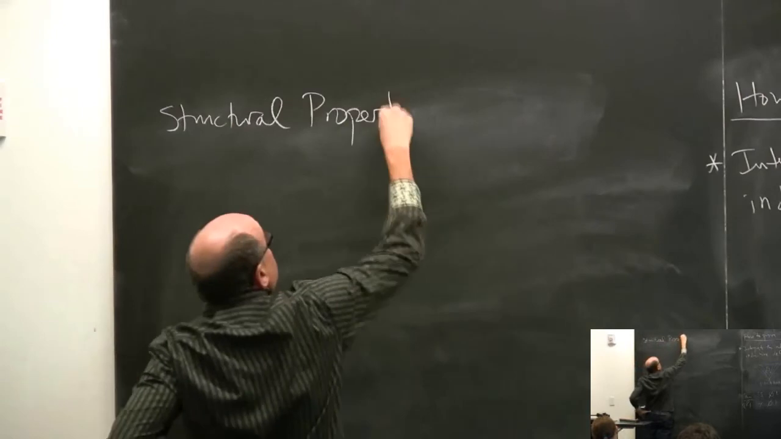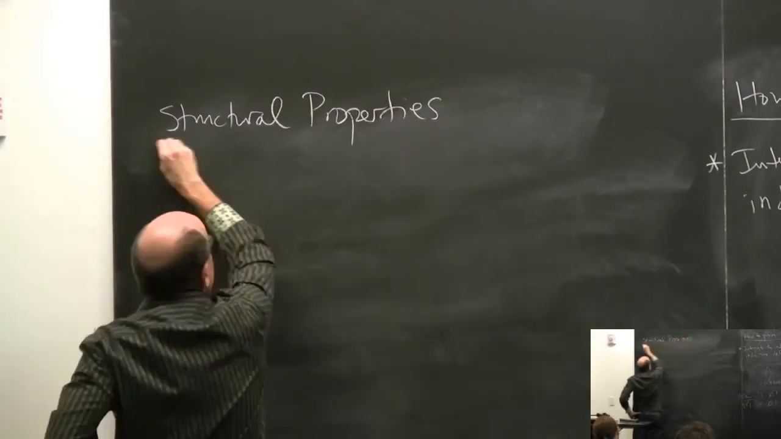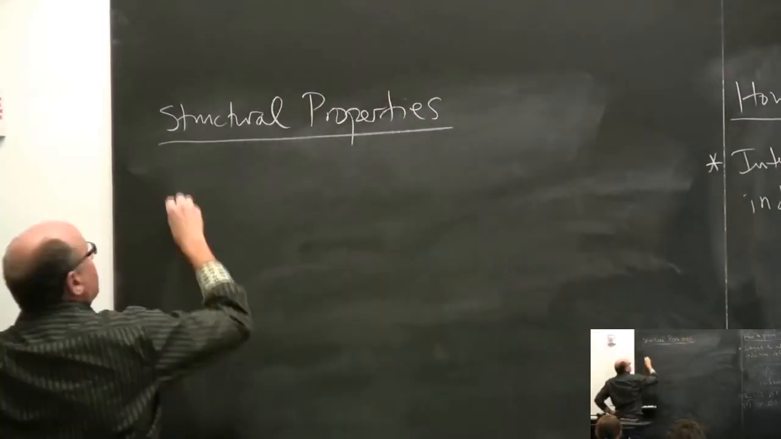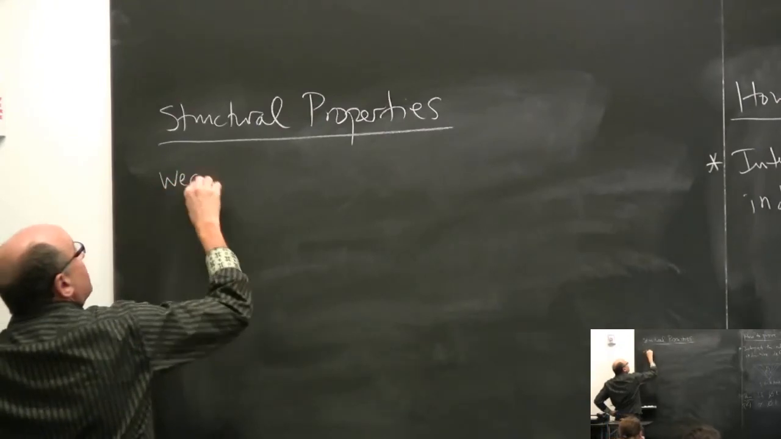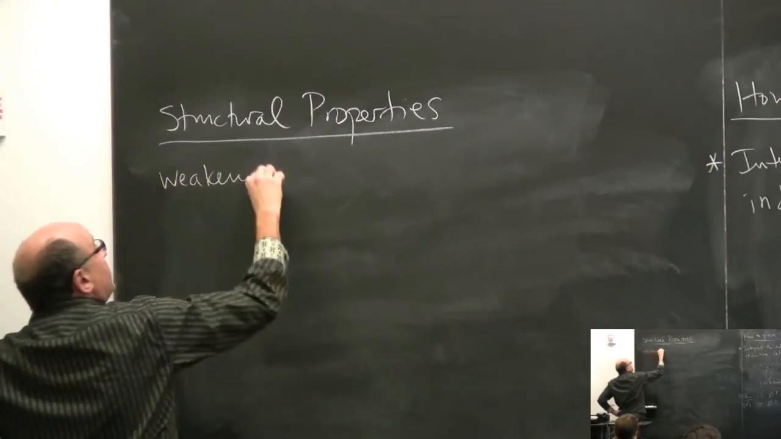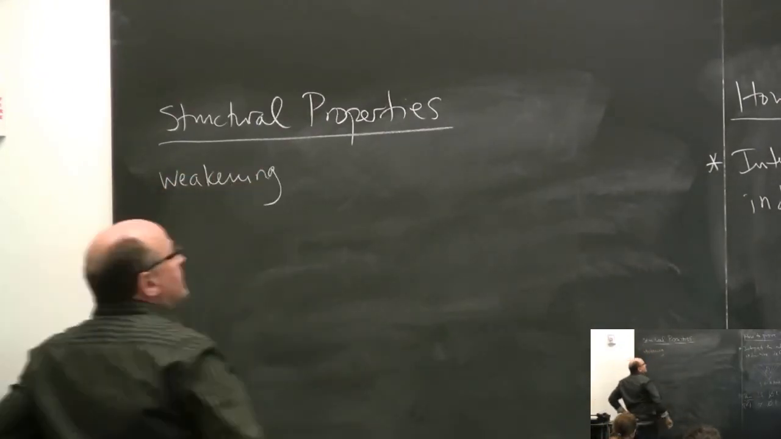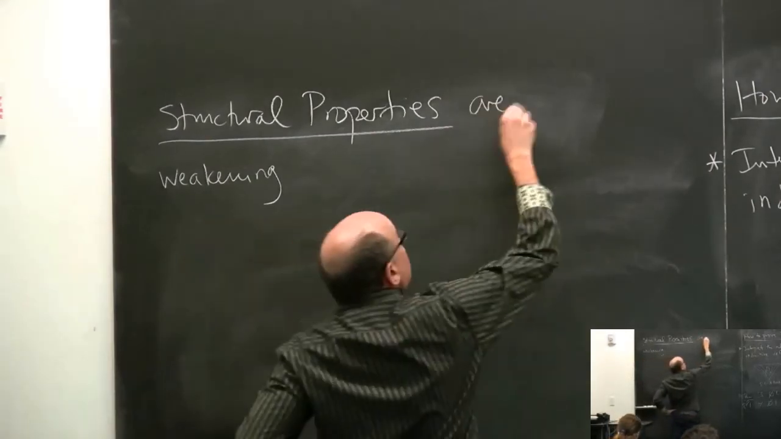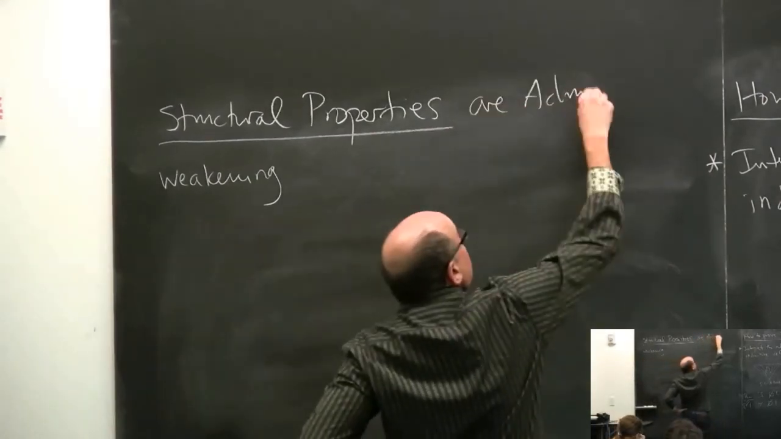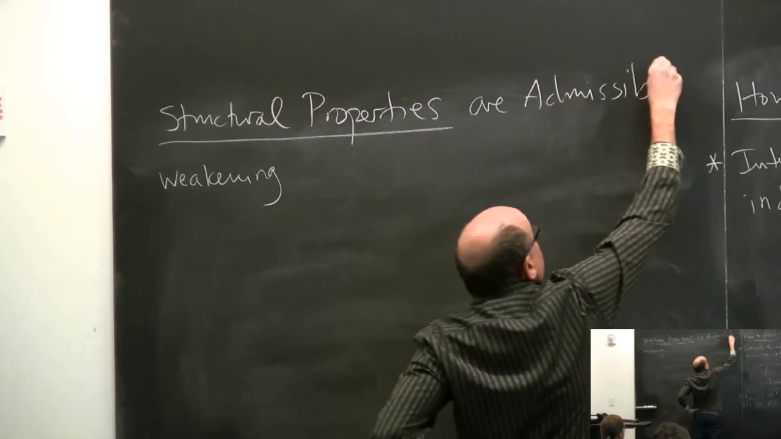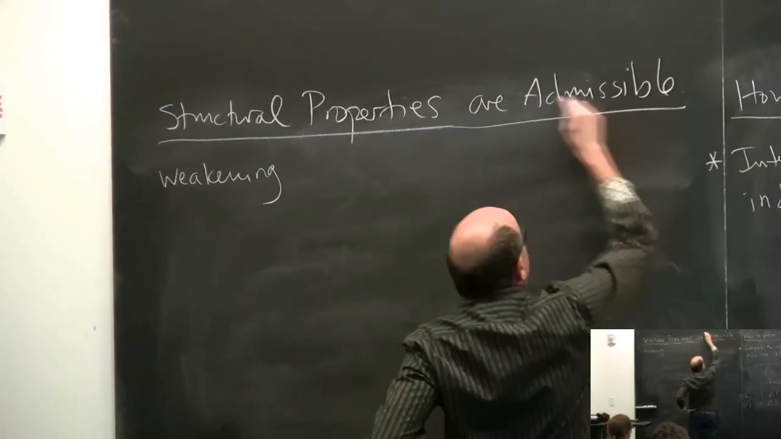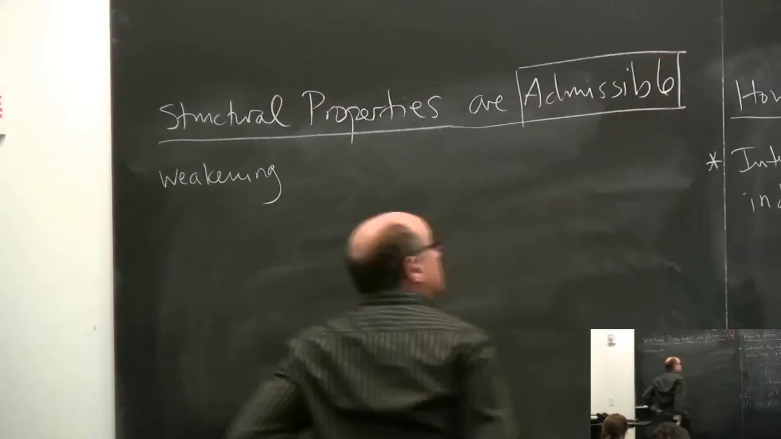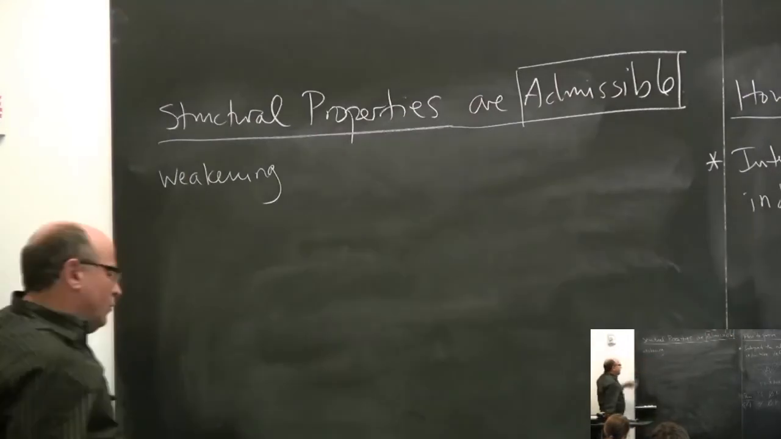I won't write them all out because we wrote them down before. Let me just focus on one, just for the heck of it, which is weakening. Remember what weakening said. What I'm going to say is the structural properties are admissible. This is some terminology that you should know. Okay, things are admissible. What I mean is the following.